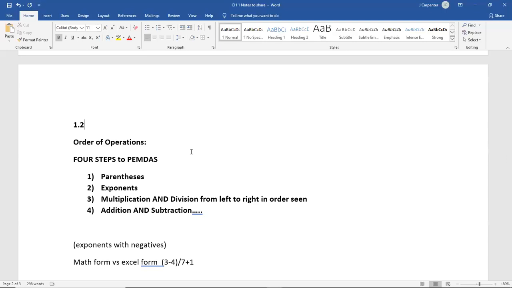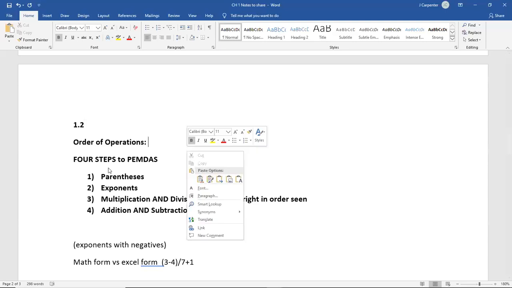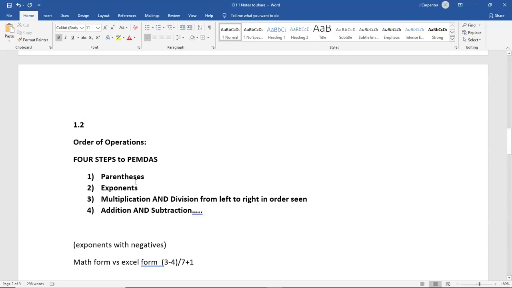Here is the problem. You see 6 words, so you think 6 steps. Look at that list. There are not 6 steps. There are only, what do you see? 1, parentheses, 2, exponents, 3, multiplication and division from left to right in the order seen.